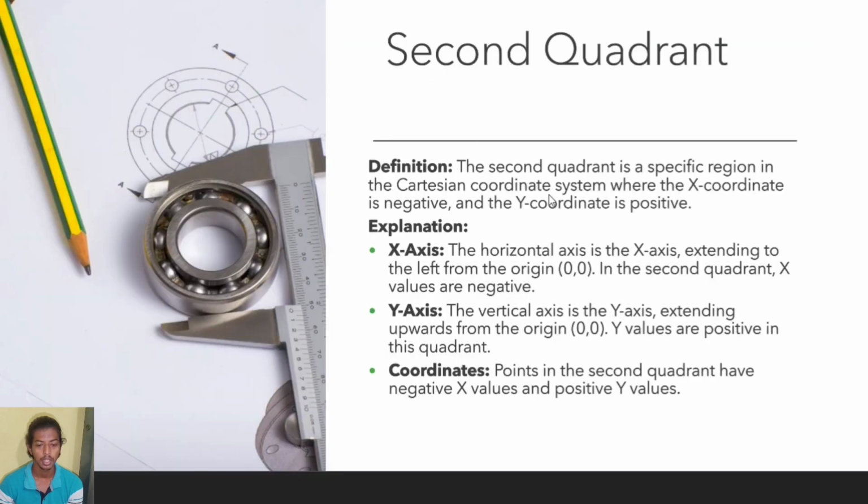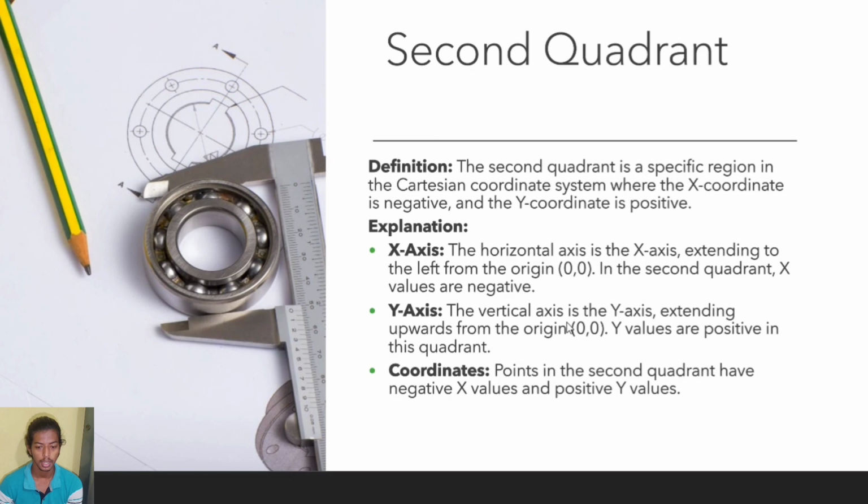Second quadrant. Definition. The second quadrant is a specific region in the Cartesian coordinate system where the x coordinate is negative and the y coordinate is positive. Explanation. X-axis. The horizontal axis is the x-axis extending to the left from the origin 0, 0. In the second quadrant, x values are negative.